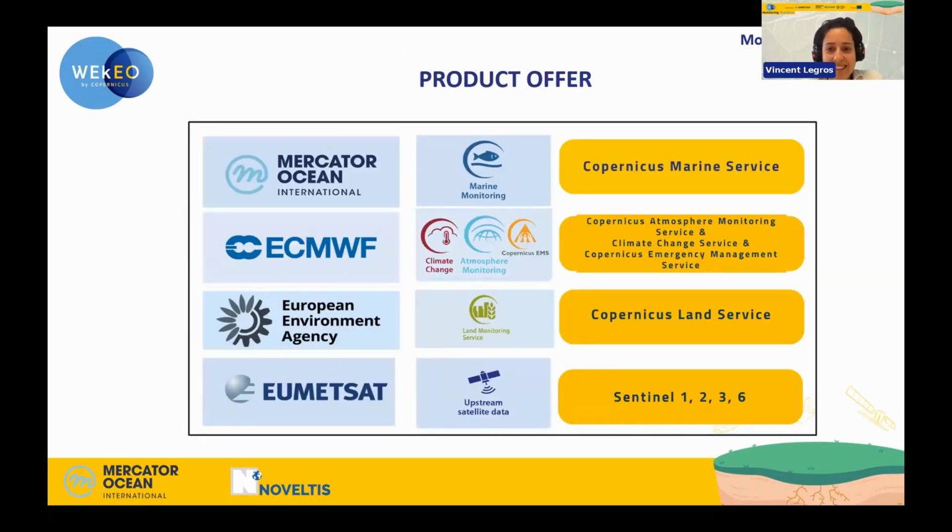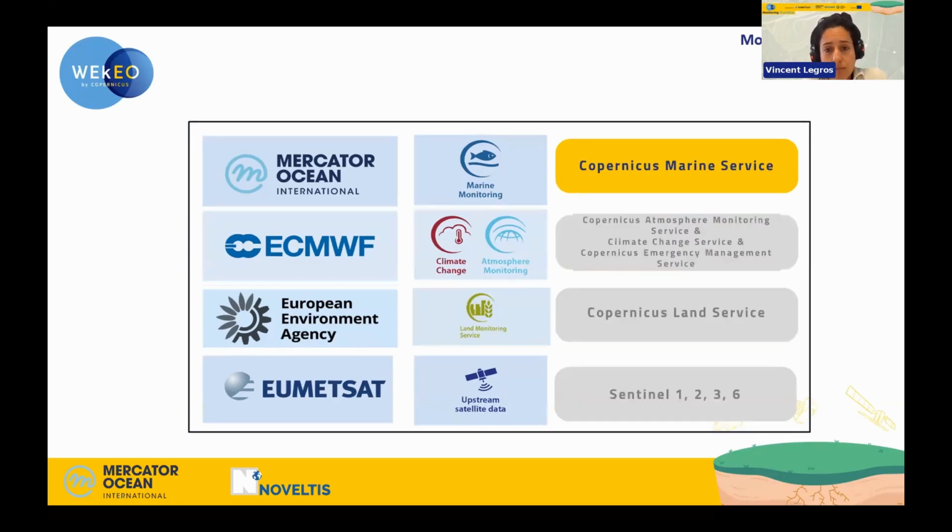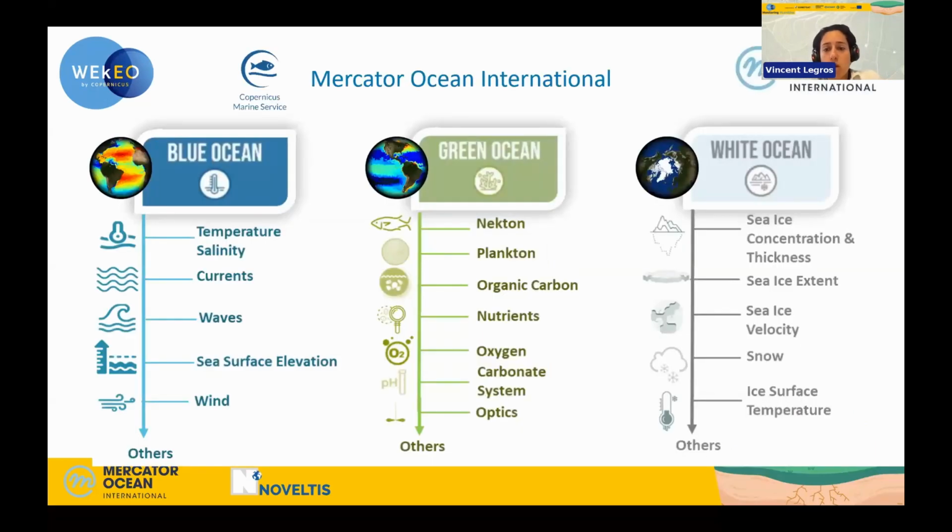And now, in terms of the products you can find, what is provided in WEkEO, I will go through a short overview. As I said, you will find data coming from the 6 different Copernicus services and also satellite missions. If we start with the first one, the Copernicus Marine Service is operated by Mercator Ocean International. The goal of this service is to monitor the marine environment.